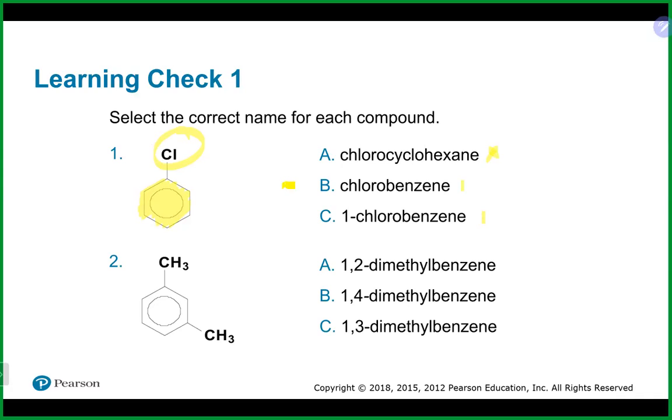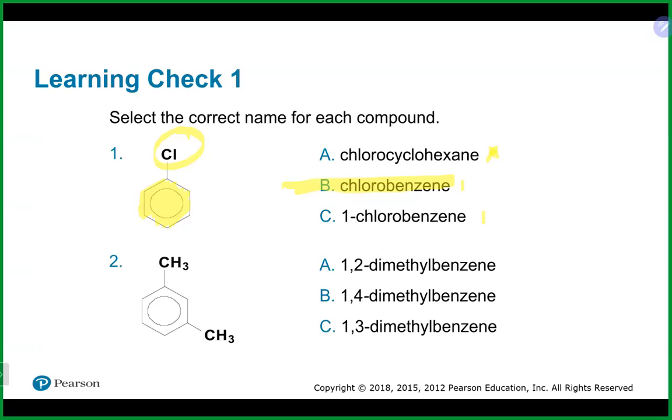It should be B. In this case, it is monosubstituted, which means you do not need to give the number because it's the only thing on that ring, and wherever that is located would be carbon number 1. So it should be chlorobenzene in this case. Any questions on that one there?